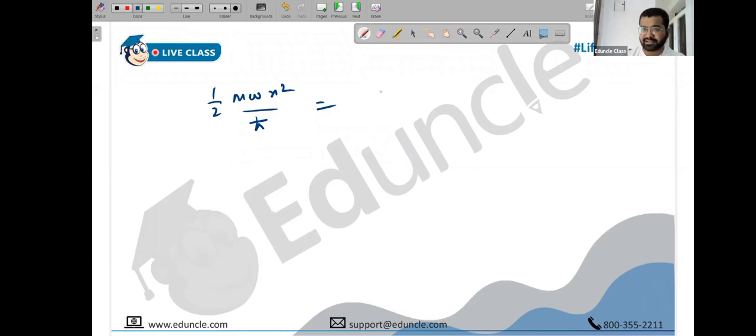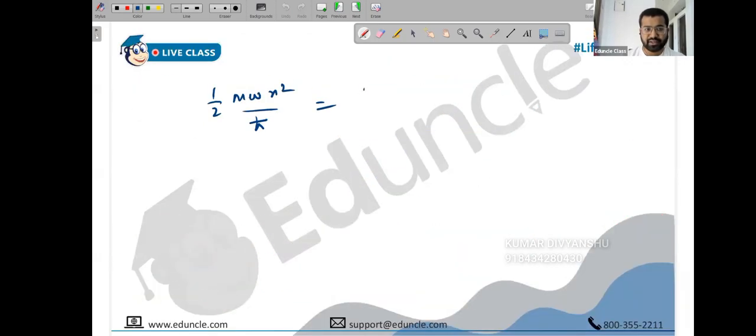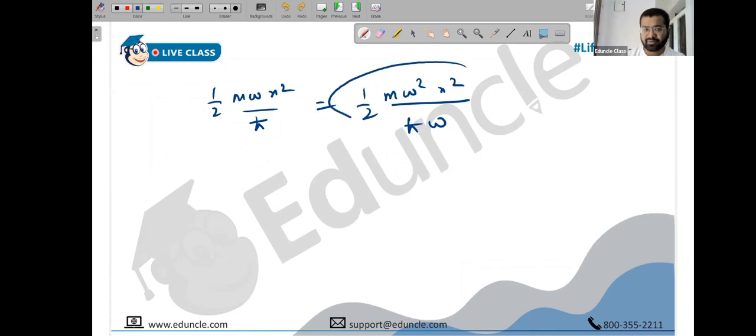Half m omega square x square, we just learned it's potential energy. So SI unit is good. I'm just going to make it half m omega square x square. For that I need to multiply by omega. I'm just taking omega square. Now this is energy. SI unit is good.